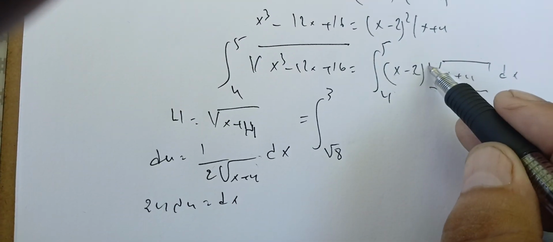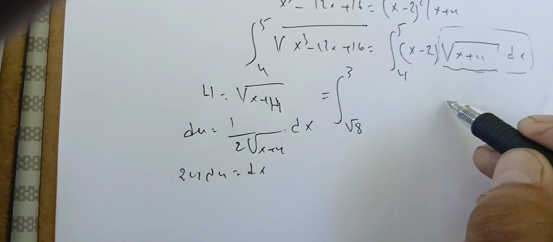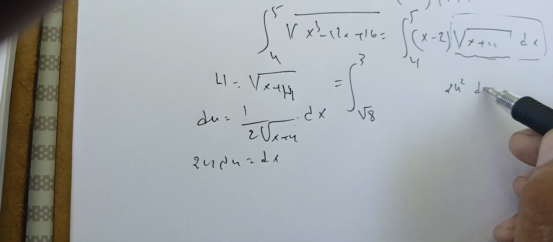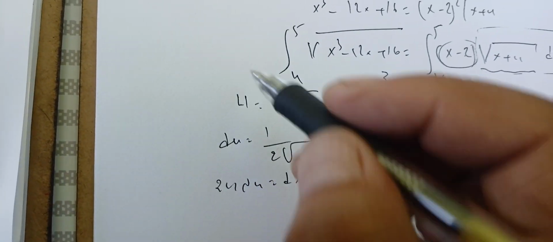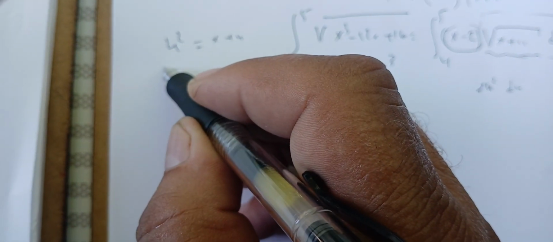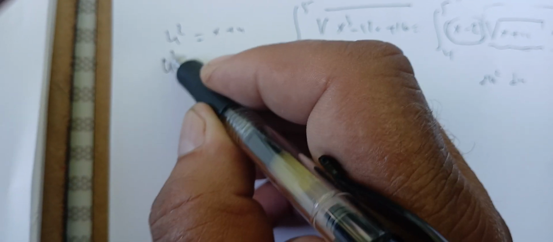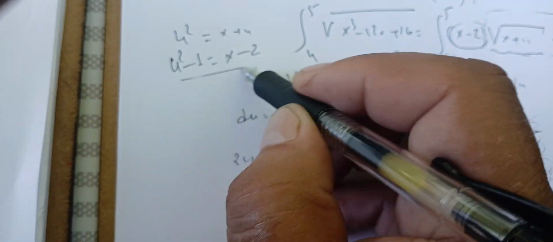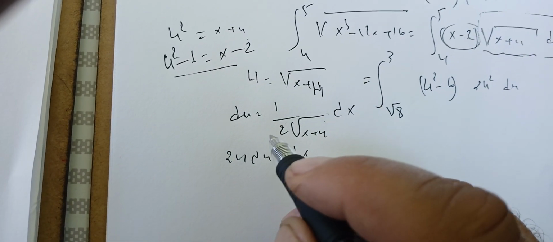So I'm going to change these two here. The square root of x plus 4 is u, and dx is 2u du. So I have 2u squared du, and I need to change x minus 2. To do so, I square: u squared is x plus 4, and I need x minus 2, which means I need to subtract 6. u squared minus 6 is x minus 2.